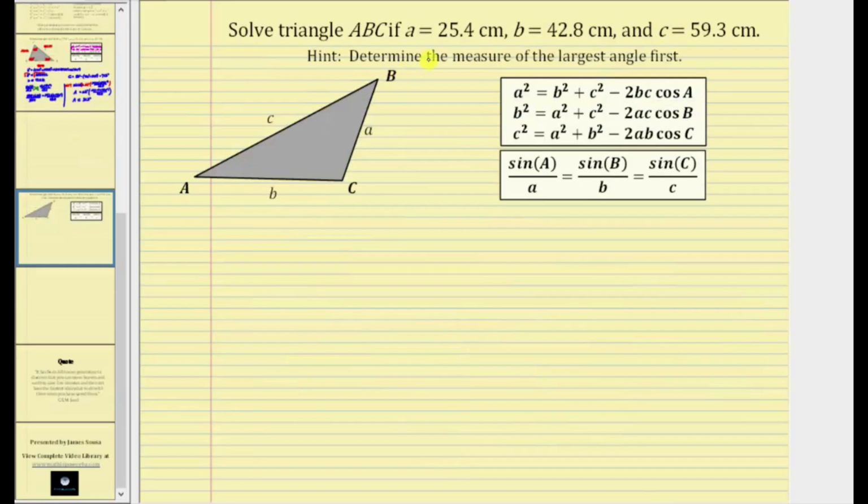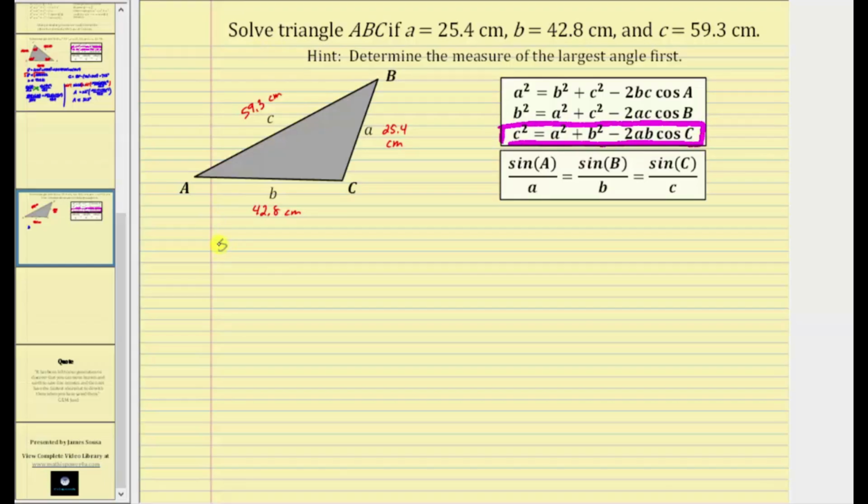In this example, we're given the lengths of all 3 sides. Let's begin by labeling each side. And now let's determine the measure of the largest angle, which in our case should be angle C, because angle C is opposite the longest side, which means we'll be using this version of the law of cosines, where angle C is on the right side of the equation.